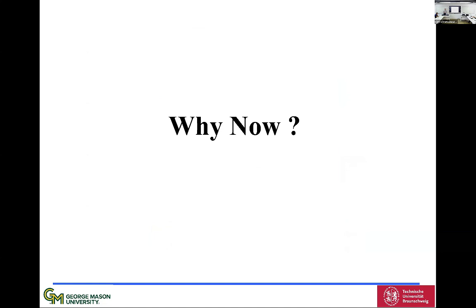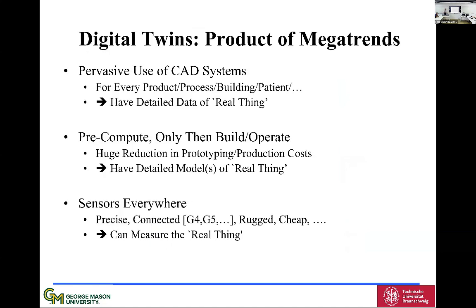So why has this suddenly happened? There are 3 mega trends for this. One is that we have this pervasive use of CAD systems. CAD systems have migrated to basically every company, and every object that we have has a good CAD model before.